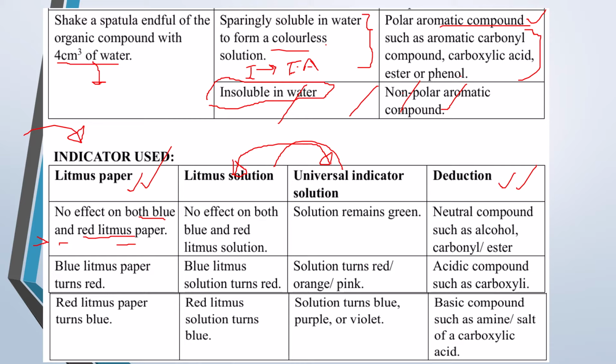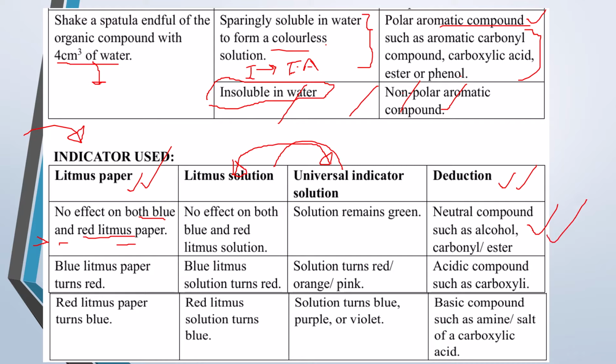Make the observation clear. Don't just say that no effect on the litmus paper. It's like you used one litmus paper. So you make the observation clear that you used both litmus papers, and you realize that there is no effect on both the blue and the red litmus paper. And anything that has no effect on the blue and the red litmus paper is going to be referred to as a neutral compound.